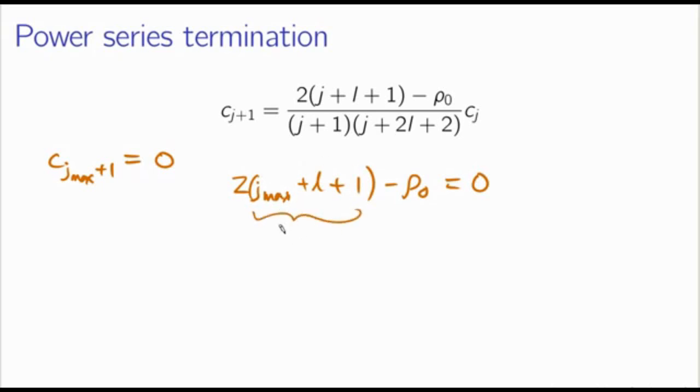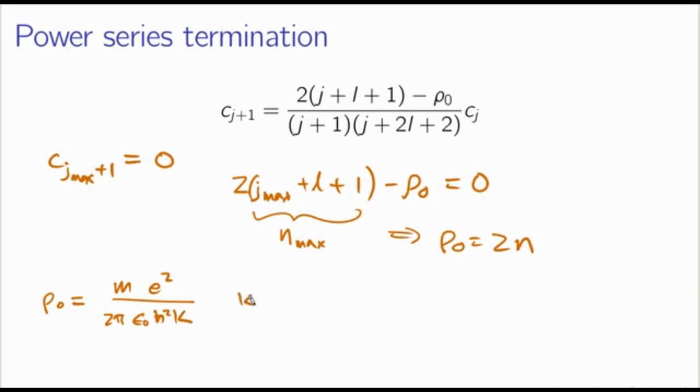Conventionally speaking, the quantity in brackets here is called n max, or just n. And what this equation then tells us is that rho naught is equal to 2n. Rho naught, however, was a constant. We defined it to be m e squared over 2 pi epsilon naught h bar squared k, where k was a constant we defined as usual, k squared to be minus 2m E over h bar squared.